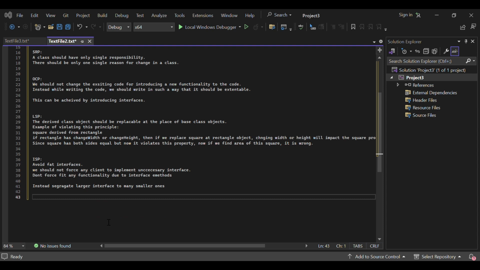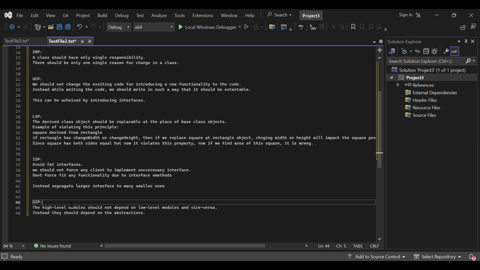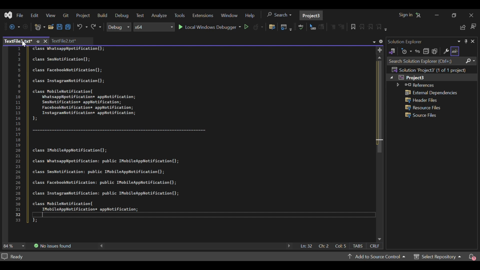So that is the interface segregation principle. And finally we have the DIP principle, the dependency inversion principle. The dependency inversion principle is nothing but that high level modules should not be dependent on low level modules and vice versa. Instead they should depend on the abstraction. That means high level modules and low level modules should not be dependent on each other. I will use the same example, the mobile notification. Here, this is a higher level module and this is a lower level module. If you see, they are tightly coupled.